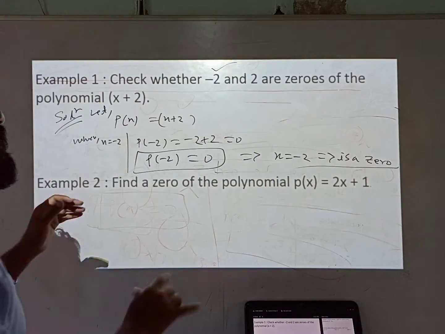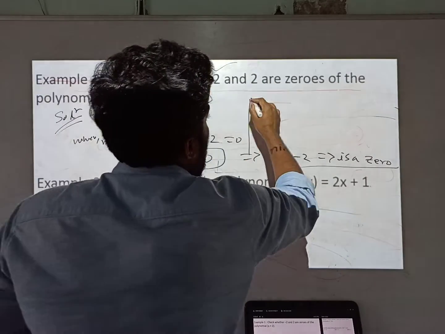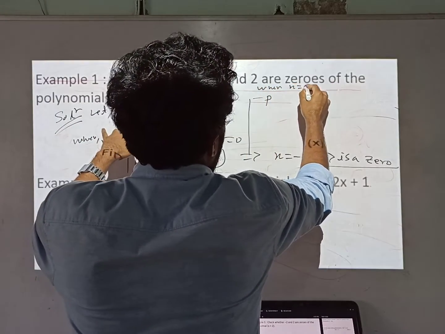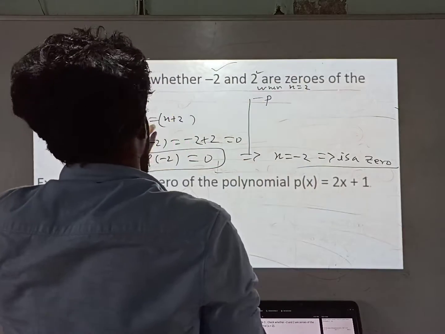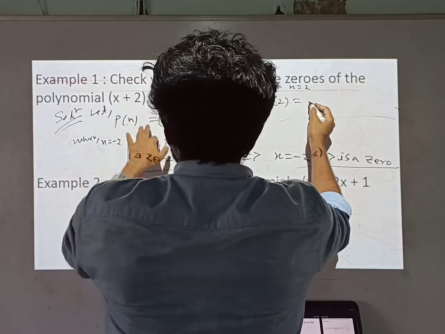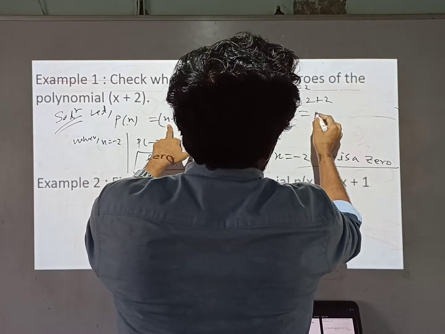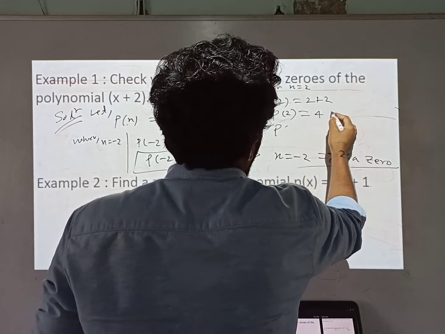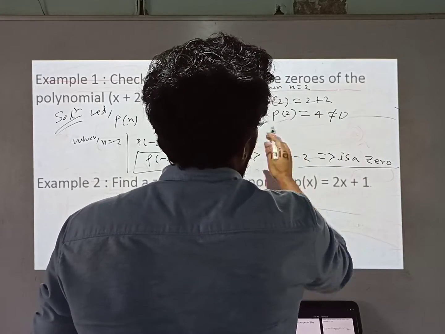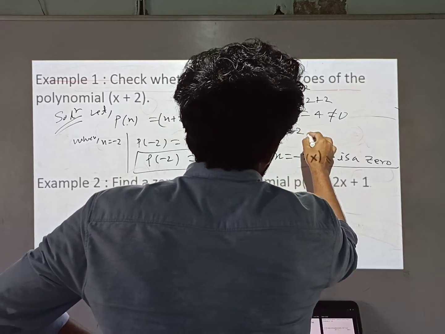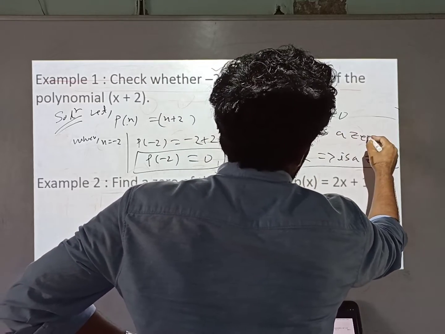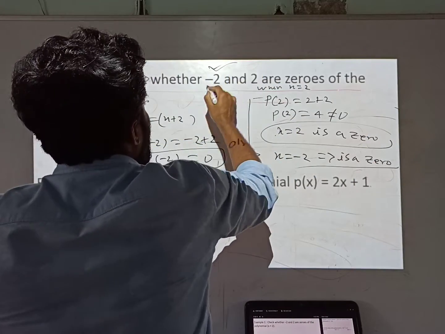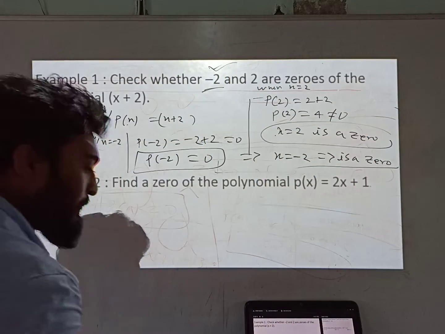Okay, now to check whether +2 is a zero or not, we have to check this too. So simply when x equals 2, now we will check whether it is a zero of this. So P of 2 equals 2 plus 2. Now it is giving 4. So P of 2 equals 4 and 4 is not equal to 0. Thereby we will write that x equals 2 is not a zero of this polynomial. So it has only one zero, that is -2. Got it? Very simple thing.